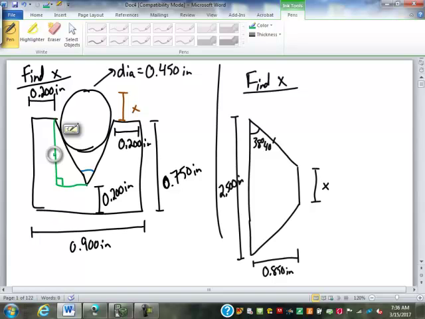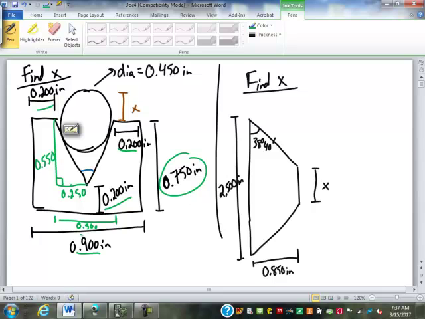Of course, the height of this triangle is the difference, the 0.750 minus the 0.200. So this is 0.550 here. And this side is half of the difference between the 0.90 and the 0.20 and the other 0.20. So the whole way across from here to here is 0.500. That's the 0.9 minus the 0.2 and the 0.2. Half of that is 0.250.